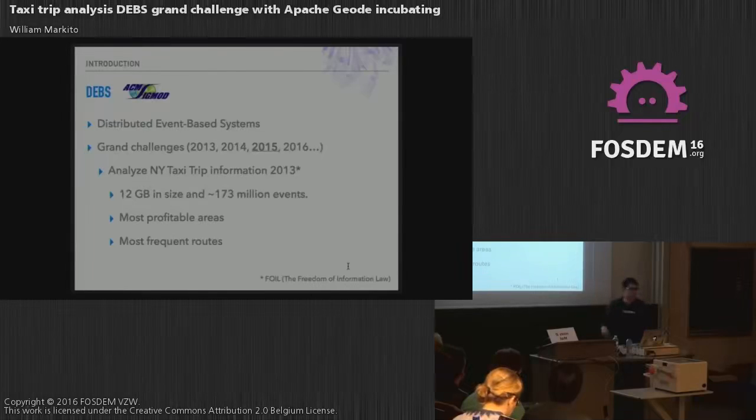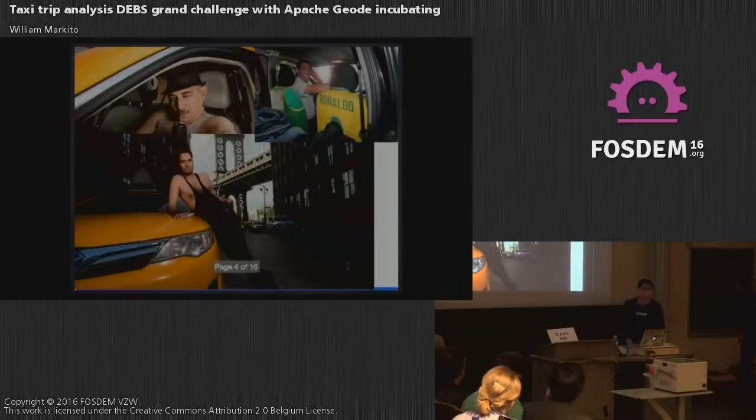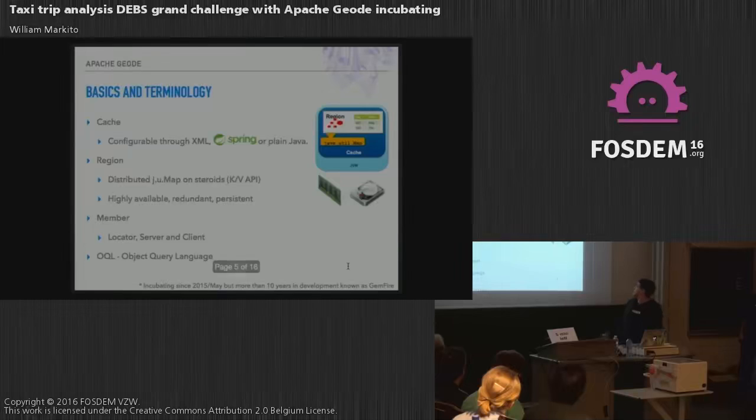The data set is actually small, but the idea is that you can implement this architecture and then, of course, scale that for really big data. They're pretty much asking two questions. They want to know the most profitable areas and the most frequent routes. You can think of DEBS like this, because the taxi drivers, of course, may have some special interest in them.